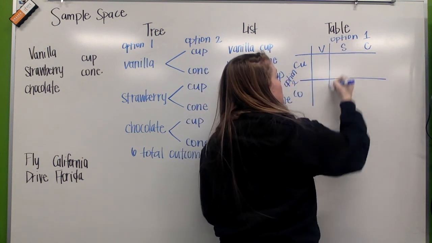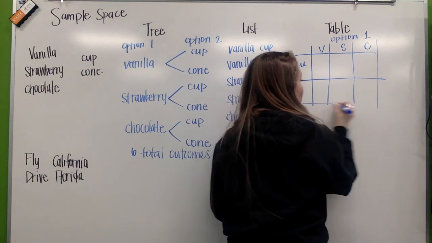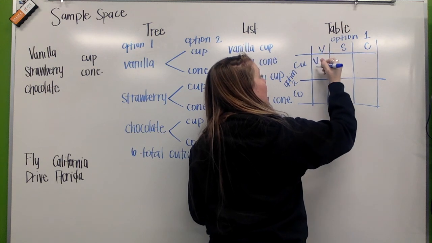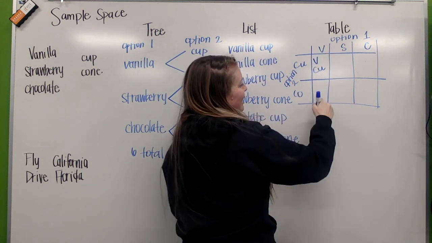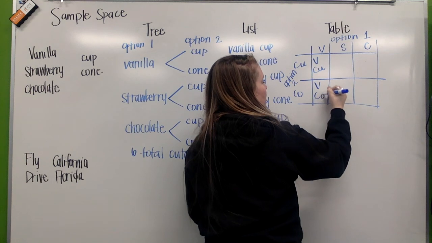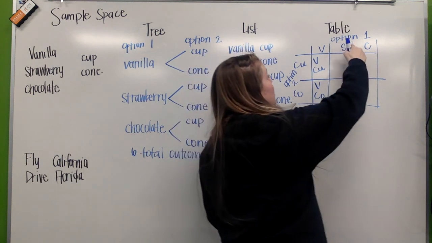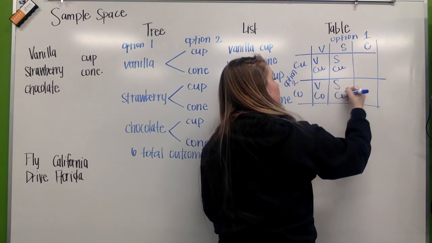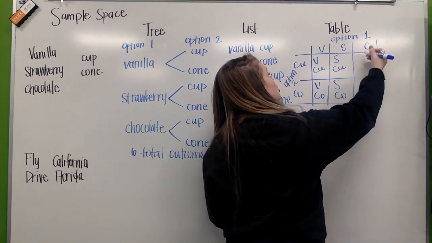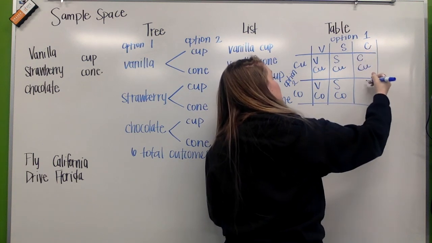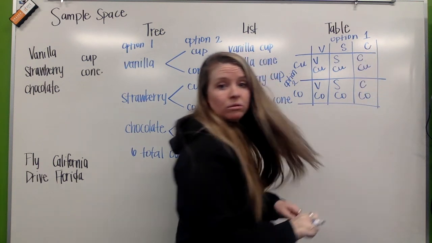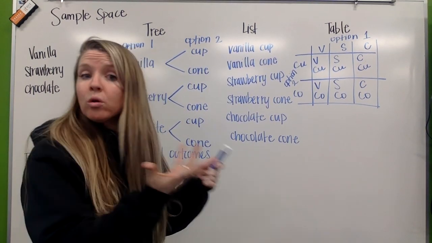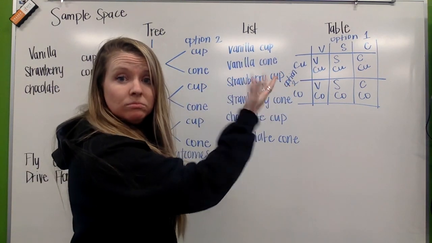And what's going to happen, just like a multiplication table, we're going to see what happens when they cross. So in this box, I'm seeing my vanilla ice cream in a cup. In this box, I see vanilla ice cream in my cone. Here's my strawberry ice cream in a cup, strawberry ice cream in a cone. Chocolate ice cream in a cup, chocolate ice cream in a cone. And here we're seeing the sample space or the 6 total outcomes for this scenario.